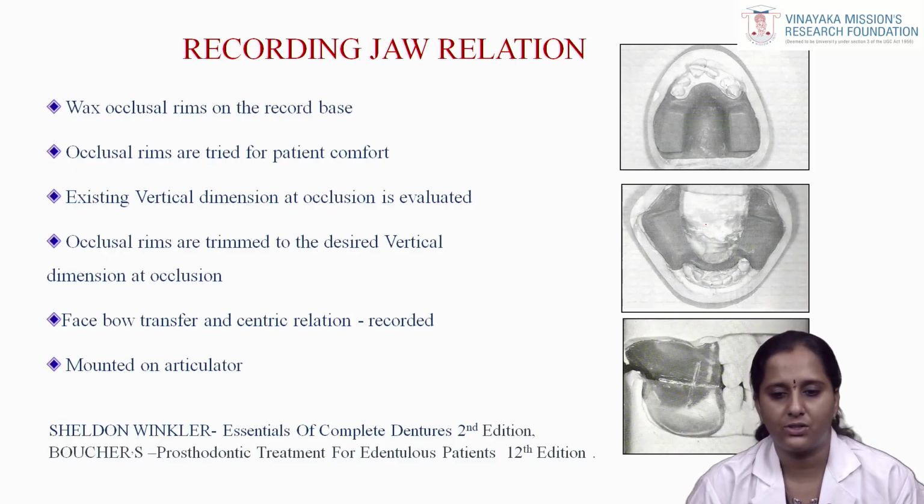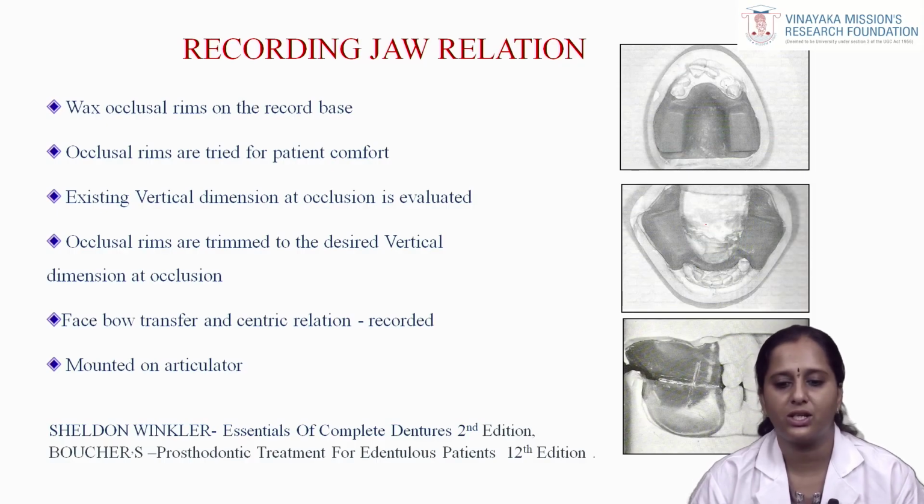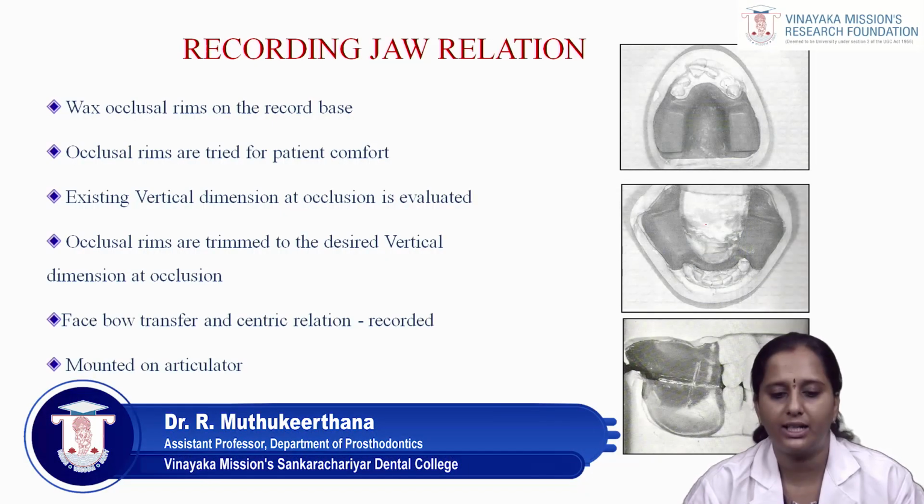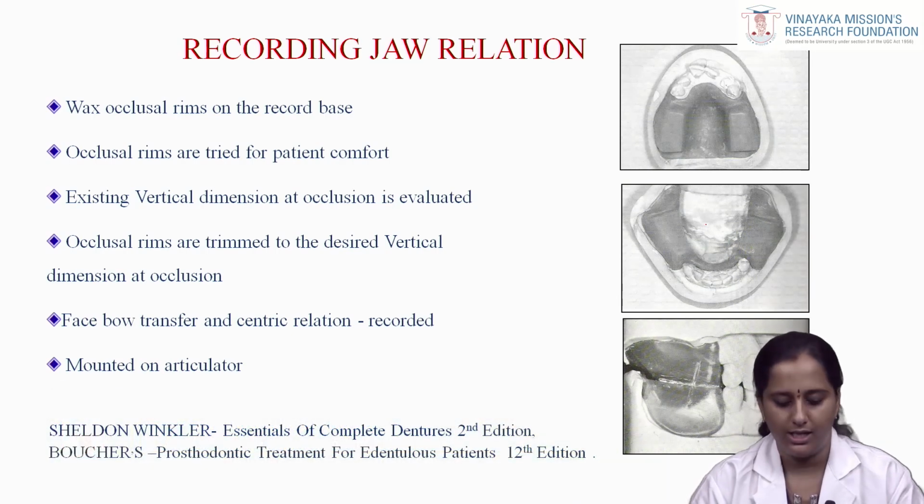After we have done the secondary impression, we proceed with our jaw relation. We require our master cast, and after obtaining it we have to adapt the denture base. After the denture base has been adapted, the wax occlusal rim has to be placed over the record base, and these occlusal rims are tried for patient comfort. This picture depicts the immediate denture for conventional immediate denture patients. In this case we can retain the existing vertical dimension of the patient, and after recording the jaw relation we have to do a face bow transfer, record the centric relation, and mount it in our articulator.